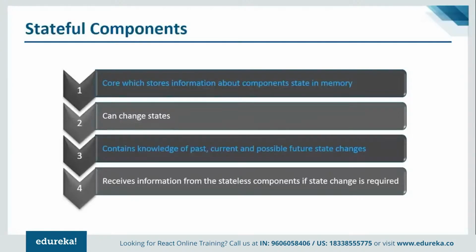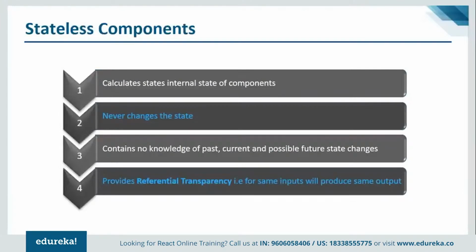They contain the knowledge of the past, current and future possible changes in state of the component. In case there is a change in state, they will always receive the information from the stateless components. Thus these components are called the smart or active components. Next we have the stateless components.